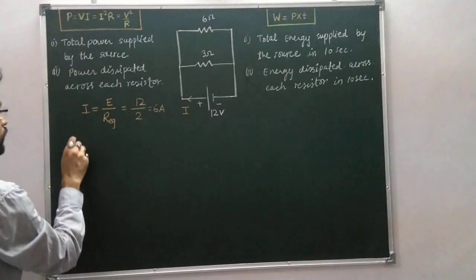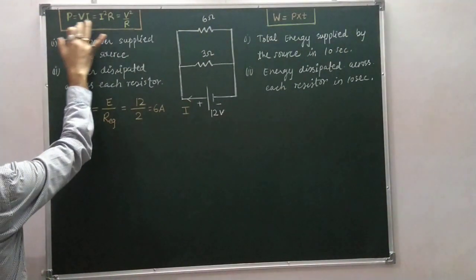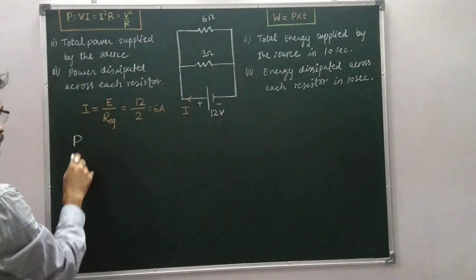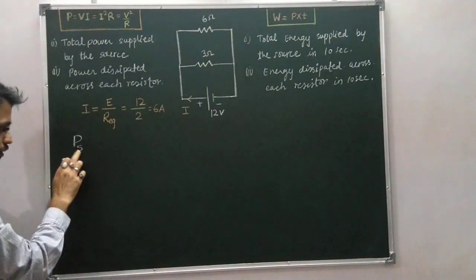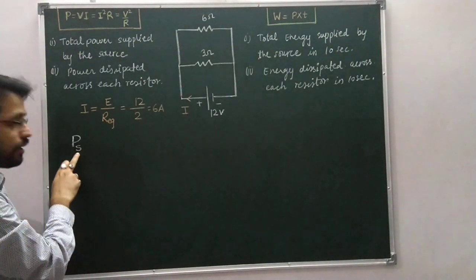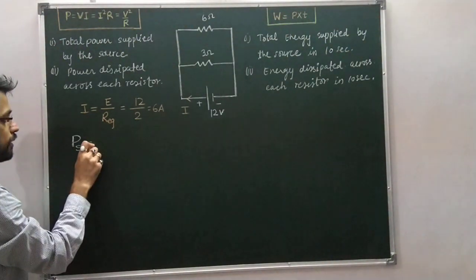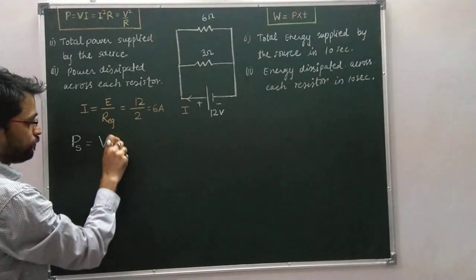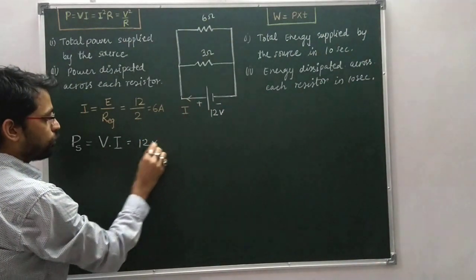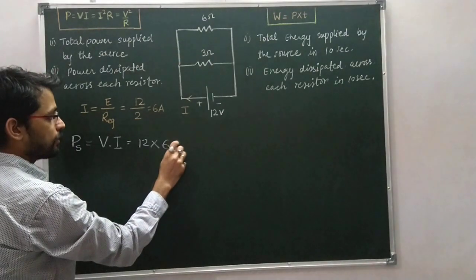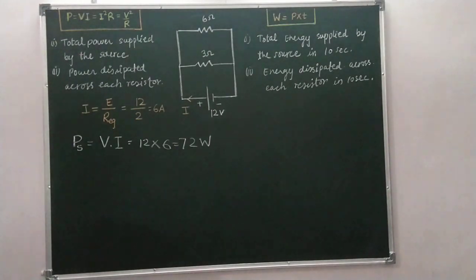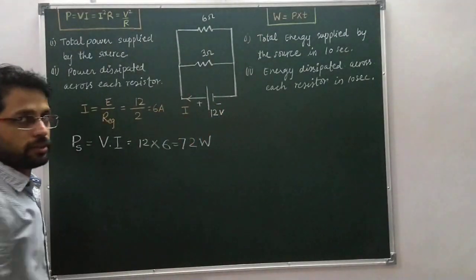Now we use this formula, P is equal to V into I, to calculate the power supplied by the source. So P sub S, where S represents the power supplied by the source, is given by V into I. What is the potential difference across the cell? 12. And what is the current drawn from the cell? 6. It is 72 watt. 72 watt is the power delivered by the source.